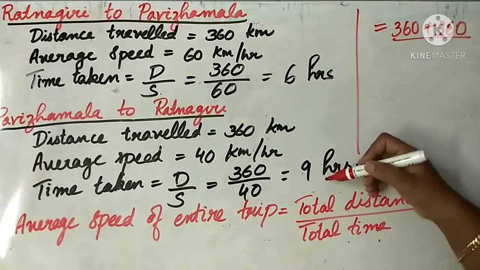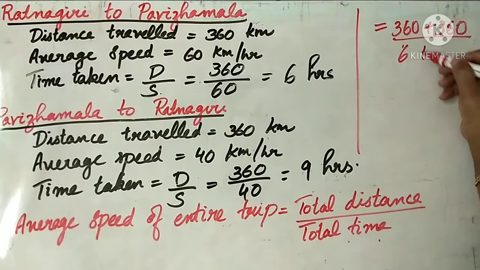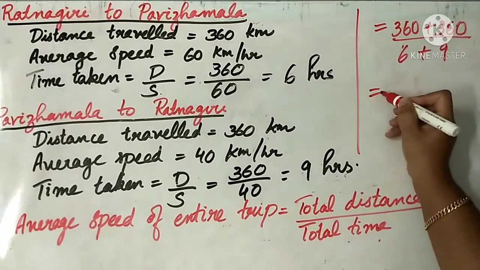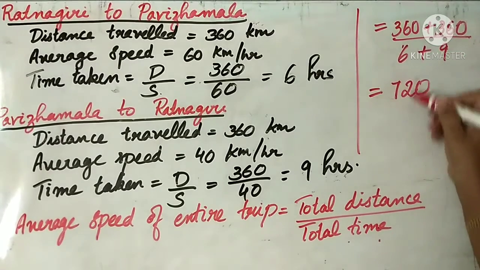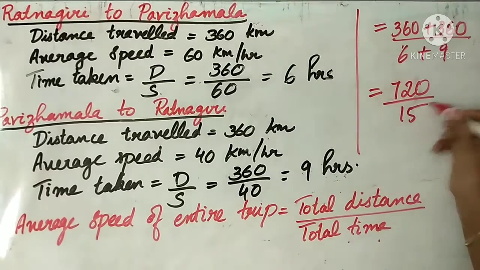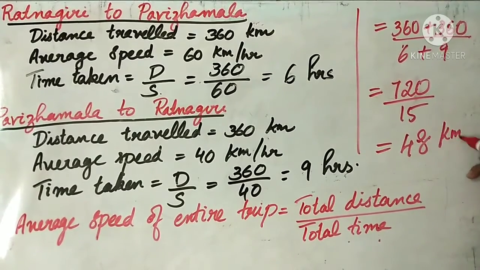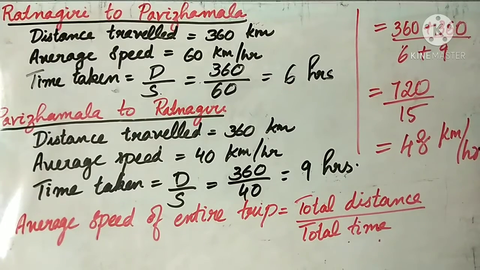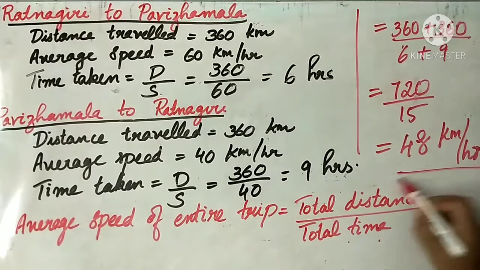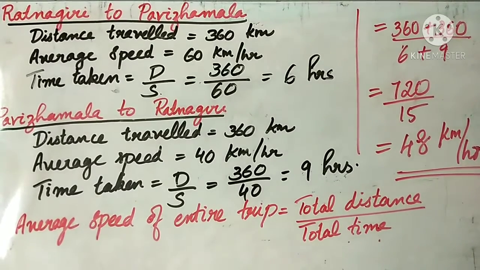6 hours plus 9 hours, that is 6 plus 9. That is equal to 720 by 15. When we divide, we get 48 kilometers per hour. So, average speed of the entire trip is 48 kilometers per hour.